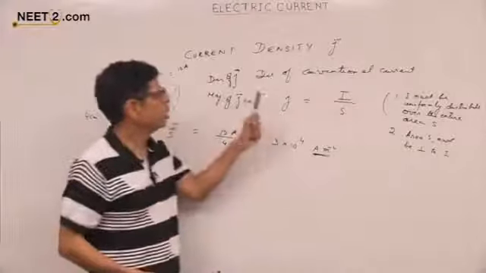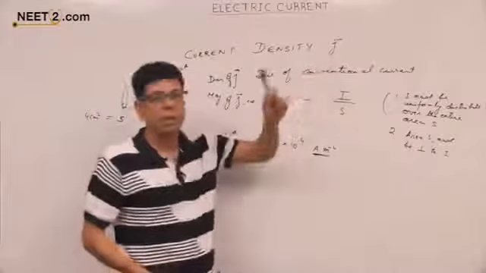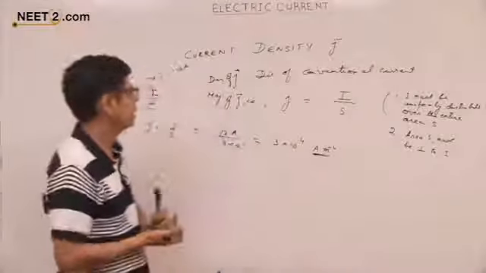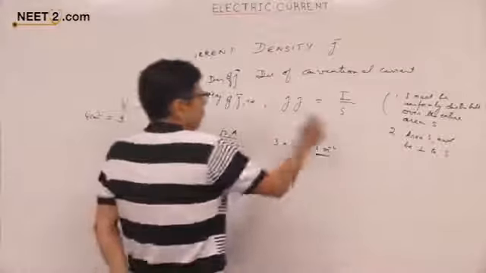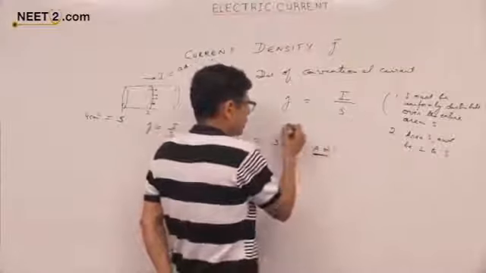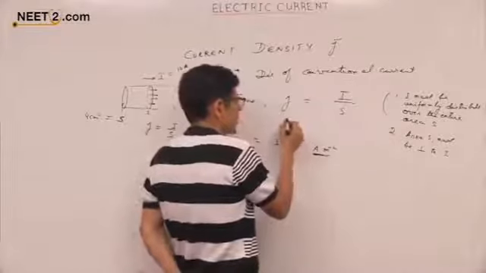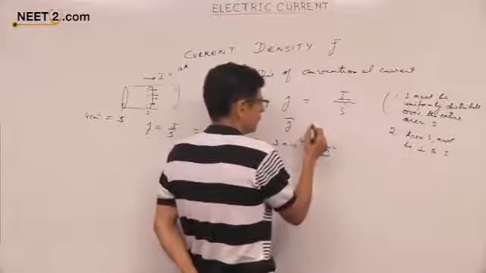So such a thing is this quantity called current density J. However, the magnitude of J would not be this, but rather this.